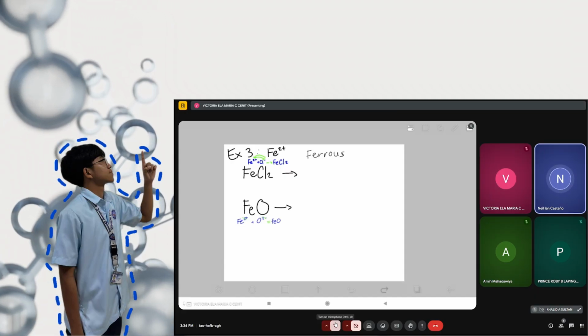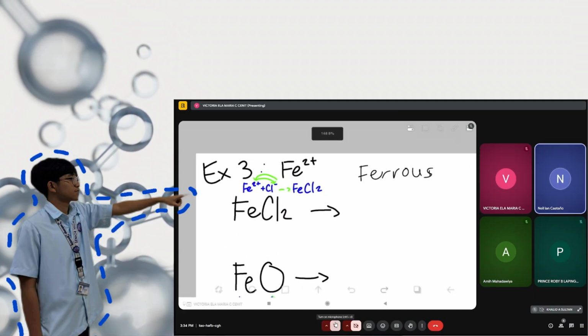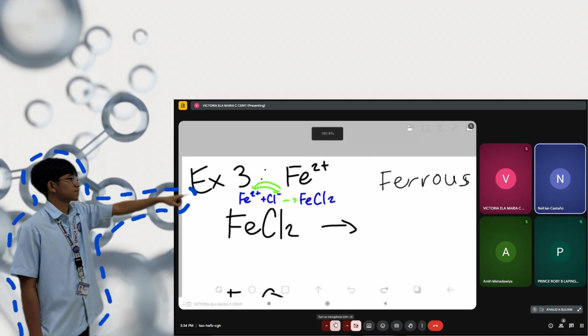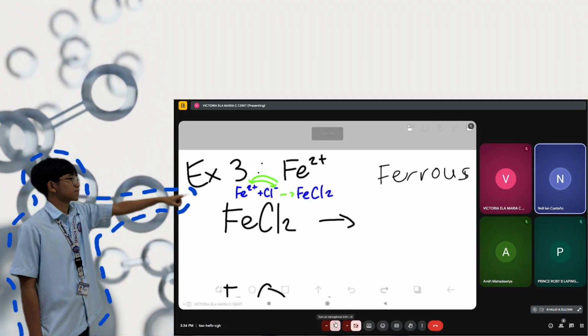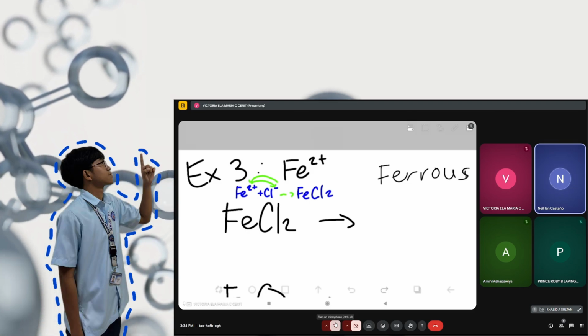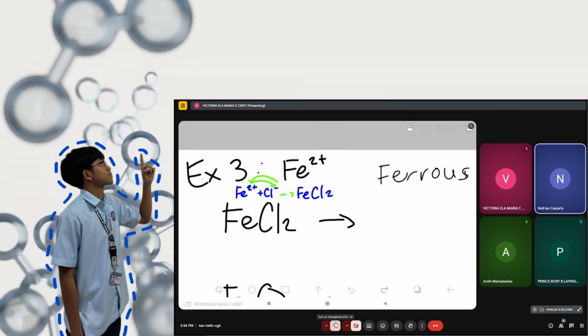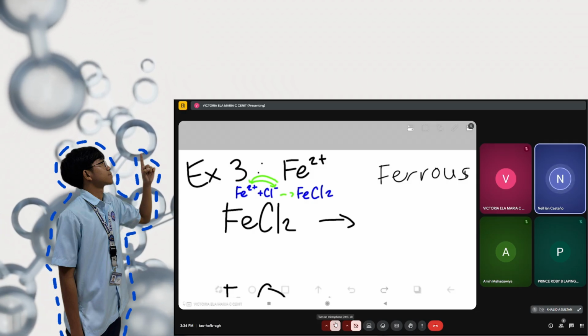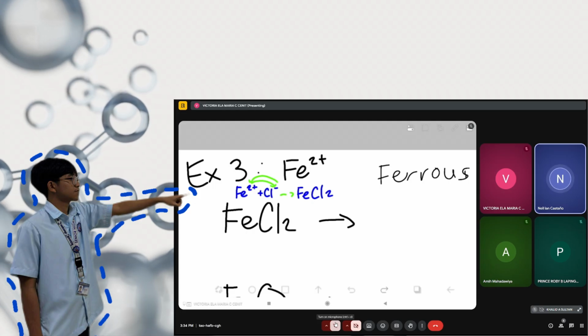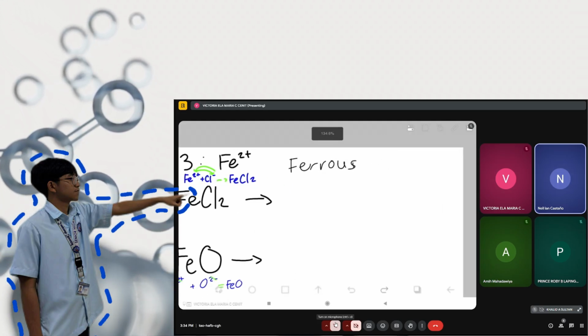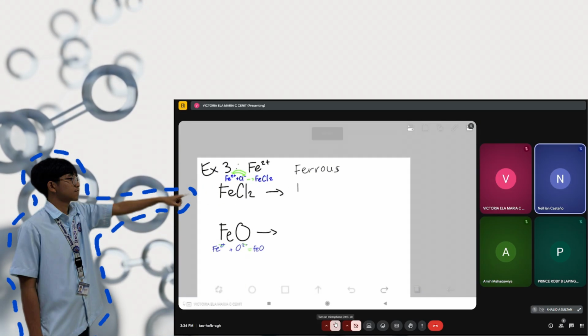For this example, we will be adding Fe2+, which is the ferrous, and Cl-, which is the chloride. And just like what I've said, we will be doing the crisscross method. And after the crisscross method, we'll have FeCl2, which is iron(II) chloride or ferrous chloride.